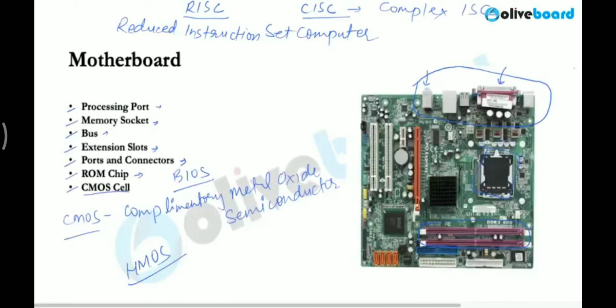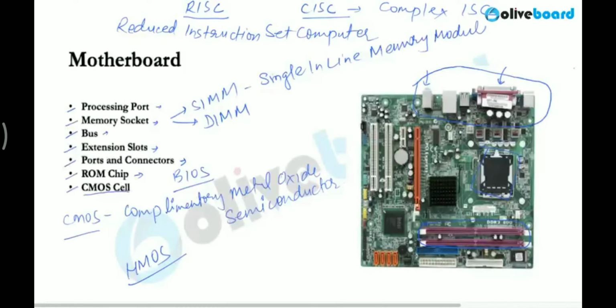Then talking about the memory socket, we have different types of memory sockets. Two important ones are SIMM type of memory and DIMM type of memory. You could get a question like, what is SIMM or what is DIMM, and what is the full form of SIMM? SIMM is a type of memory, and it stands for Single Inline Memory Module.